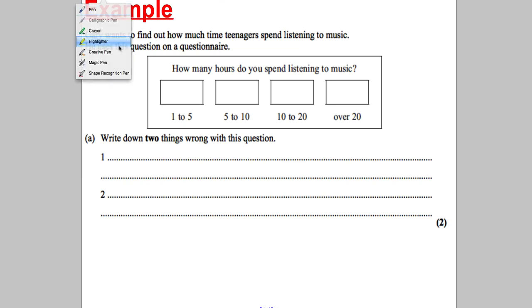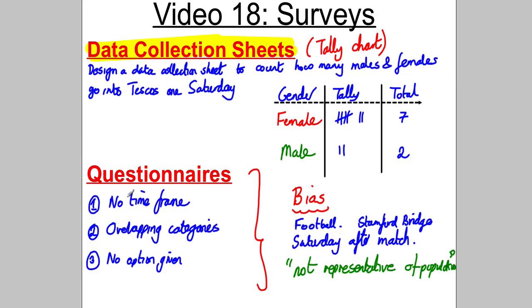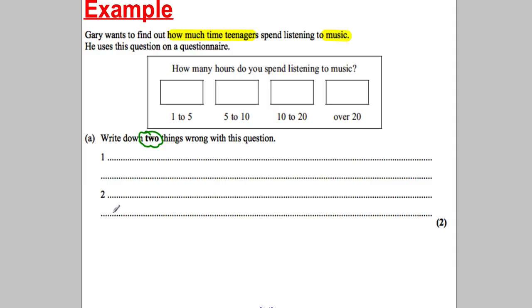Let's read this carefully. Gary wants to find out how much time teenagers spend listening to music. He uses this questionnaire. Okay, so he asks, how many hours do you spend listening to music? 1 to 5, 5 to 10, 10 to 20, or over 20? Write down 2 things wrong with this question. Well, we said usually there's no time frame, overlapping categories, and no option given. All 3 apply here. Let me tell you why.